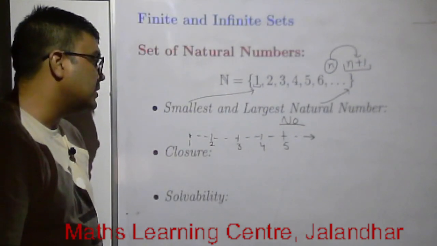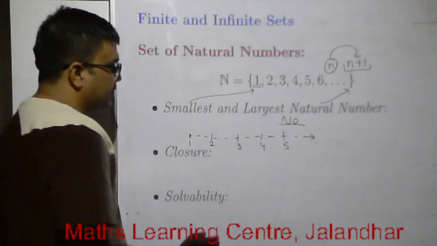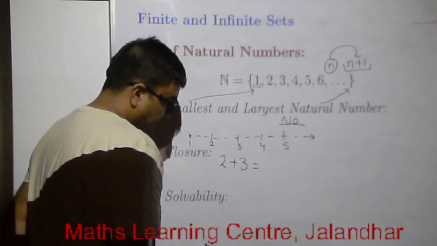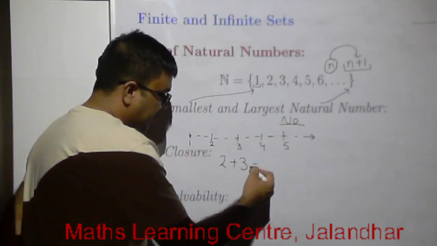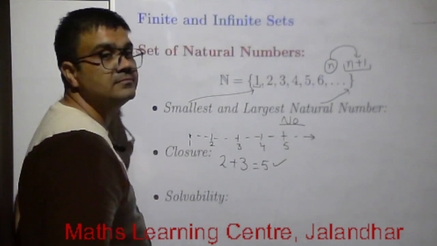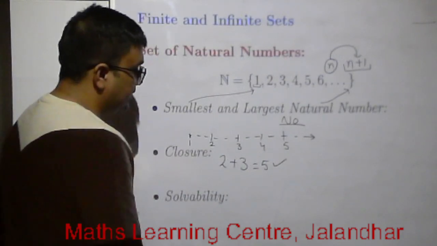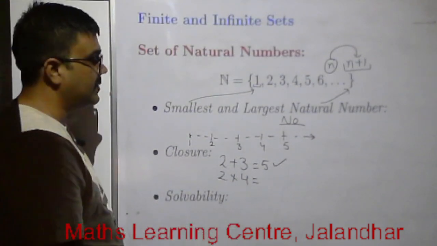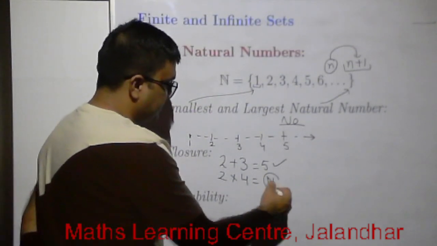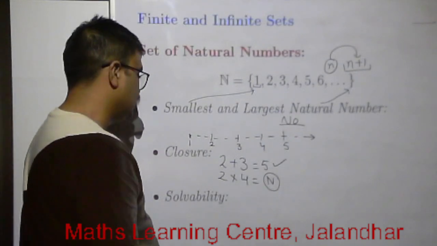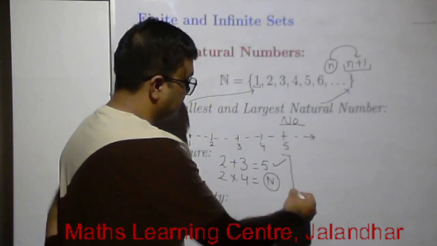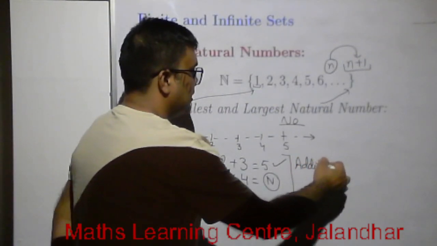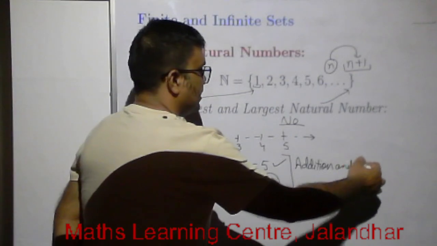Next we look at the properties. We are talking about the closure property. If I consider any two natural numbers and I add them, the answer I obtain is a natural number. And if I multiply any two natural numbers, the answer I obtain is again a natural number. So what we obtain is that the collection of natural numbers is closed under addition and multiplication.